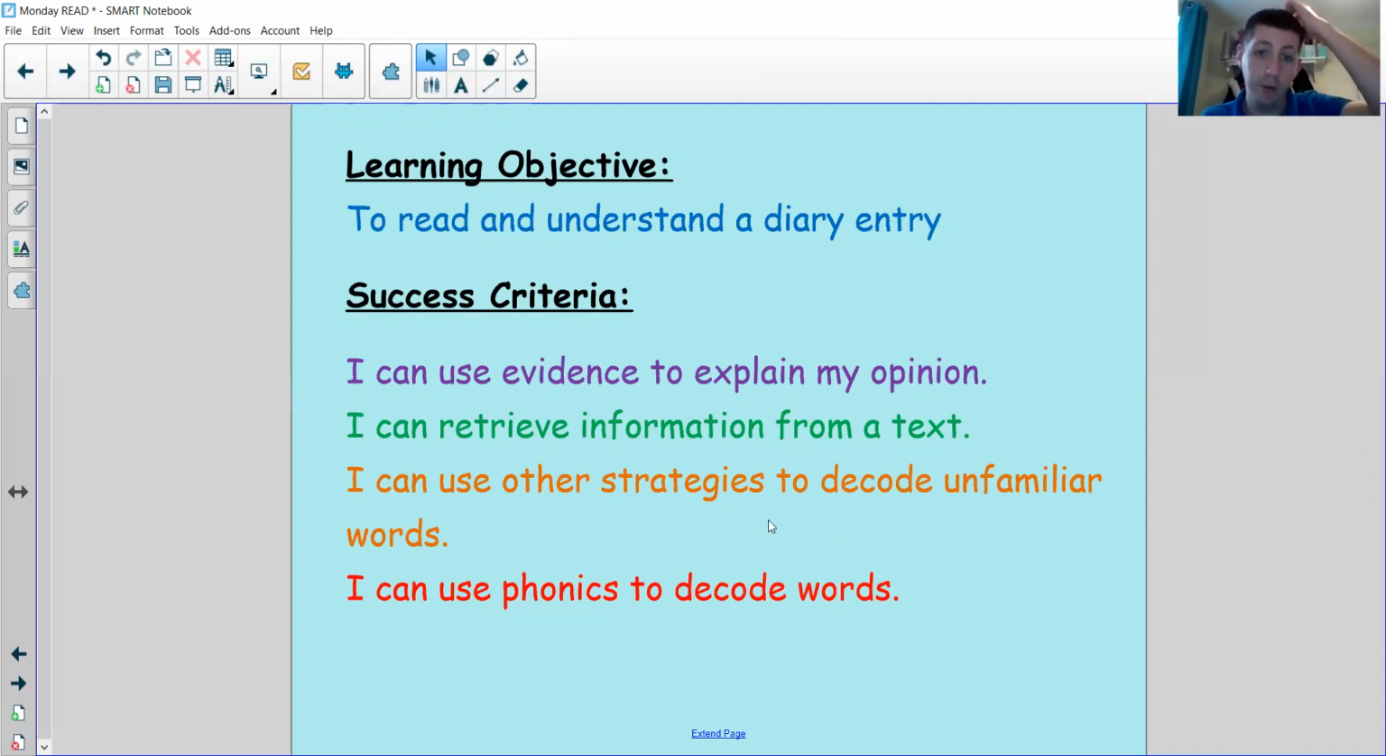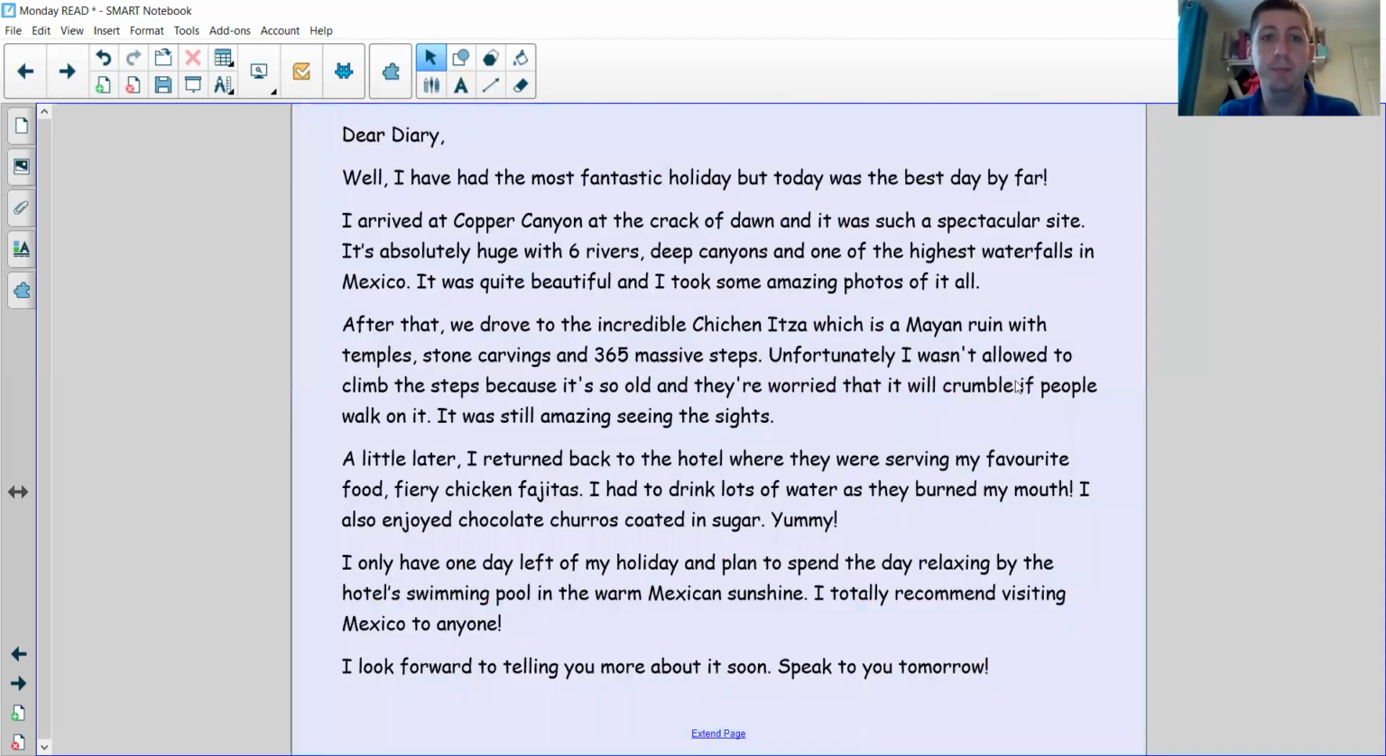So to be successful, we're going to see if we can use phonics to decode words. We're going to see if we can use other strategies to help us decode unfamiliar words. We're going to see if we can retrieve information from the text, and we're going to see if we can use evidence to explain our opinion. So I'm going to show you a text, and this text is a diary entry which has been written by somebody about their day in Mexico.